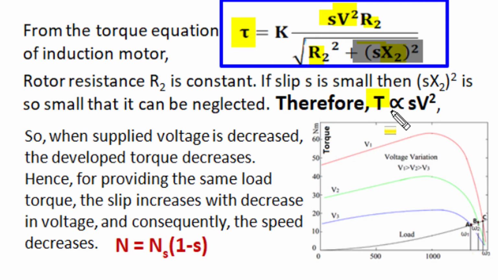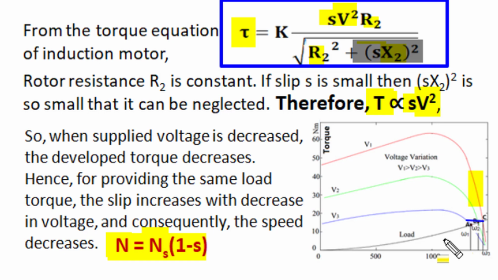We can say torque becomes directly proportional to the product of slip and square of applied stator voltage. It means if we reduce applied voltage, the same amount of load torque will occur at a higher value of slip, and motor rotating speed is related to synchronous speed with slip as given by this yellow highlighted relation. The higher the slip when you have reduced applied voltage, the lower would be the operating speed.